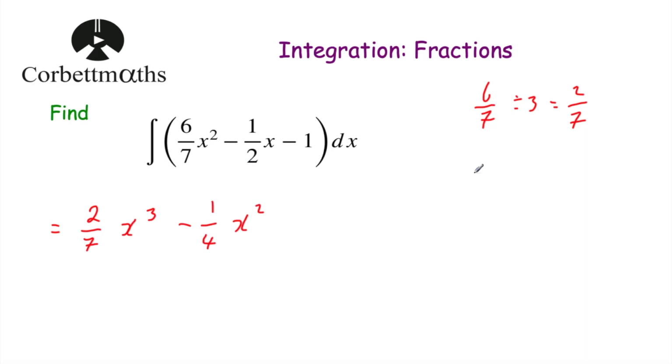Or remember, it's a calculator question, so you can just type in that minus 1/2 and then divide it by 2, and you get that's equal to minus 1/4. So it's going to be minus 1/4 x squared. Okay, so we've integrated the first two terms. Now we need to integrate this next one, the minus 1.